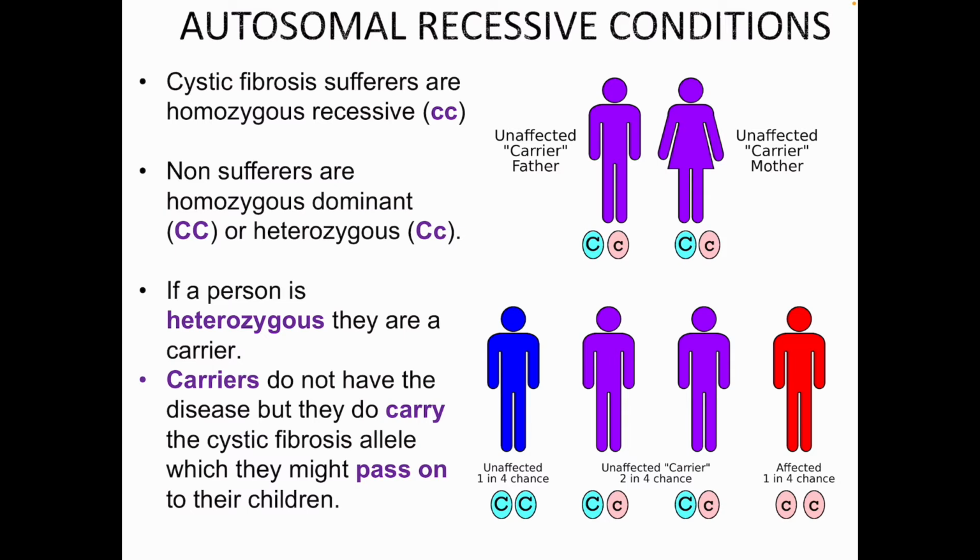Non-sufferers can be either homozygous dominant or heterozygous. However, heterozygous people are referred to as carriers. They do not have the disease, but they do carry the recessive allele and they can pass it on to their children.